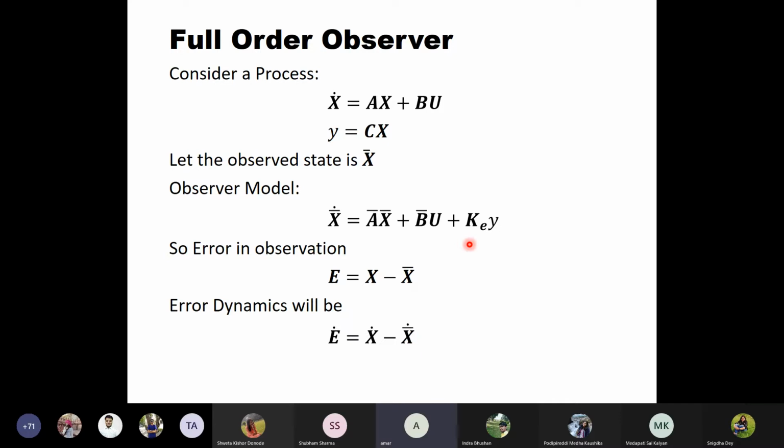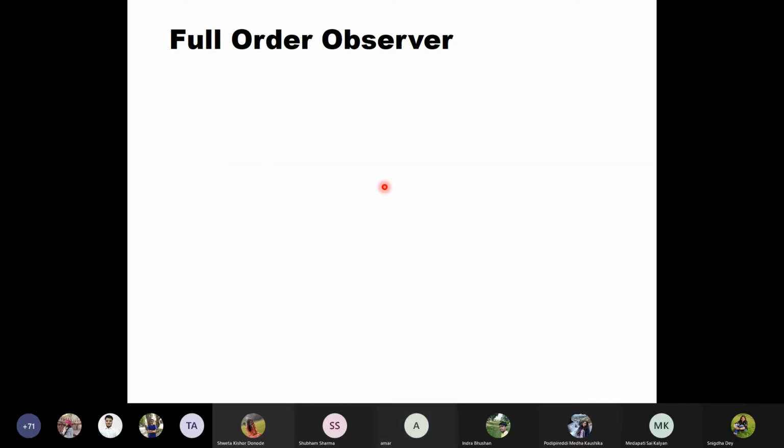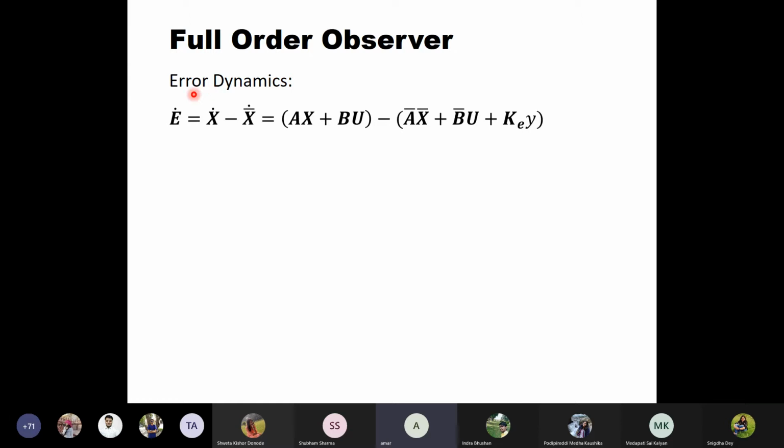So in that case, we can write the error dynamics as e dot equals x dot minus x bar dot. Once we define the error dynamics, we'll write down the error dynamics equation in terms of x dot and x bar dot, because we know what x dot is and we know what x bar dot is. So we write the error dynamics.